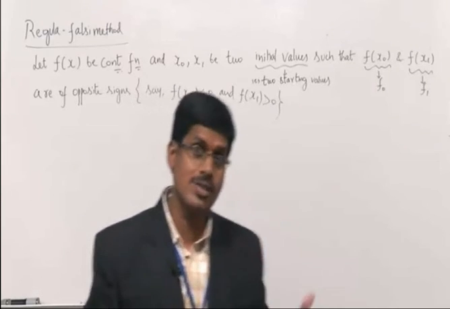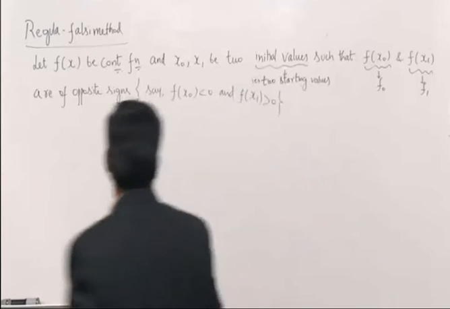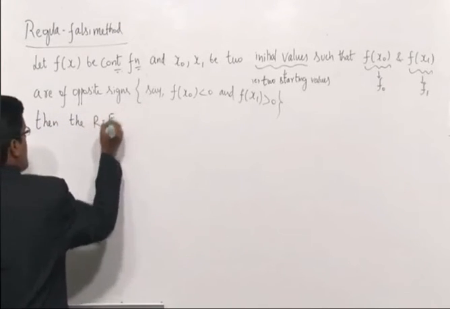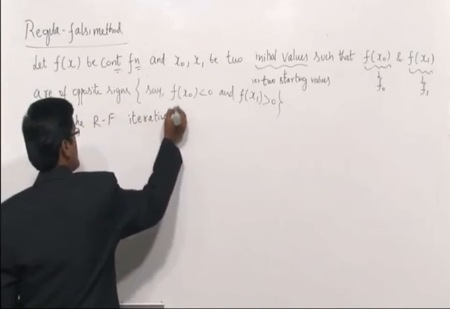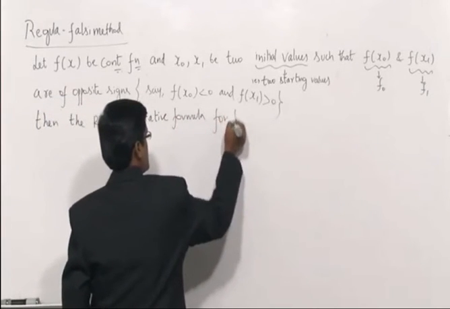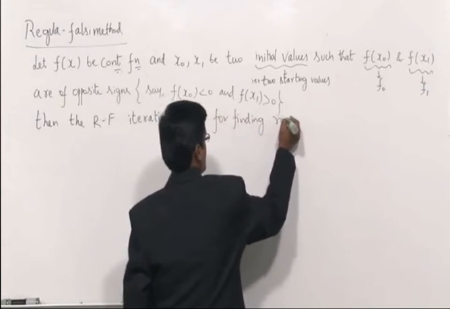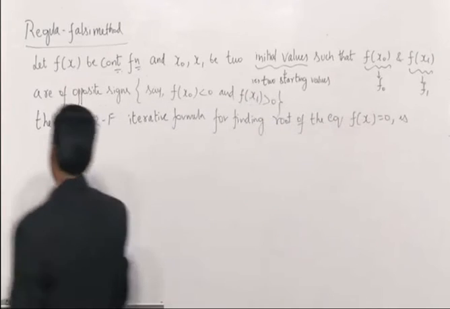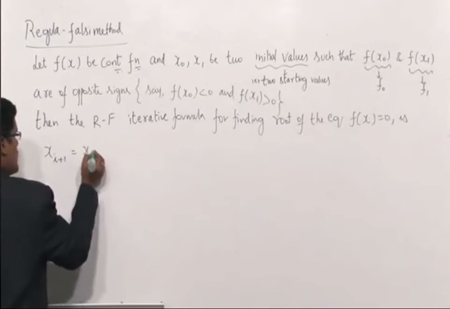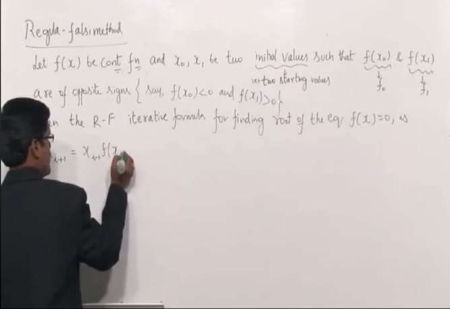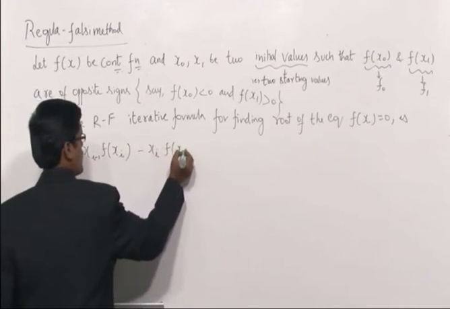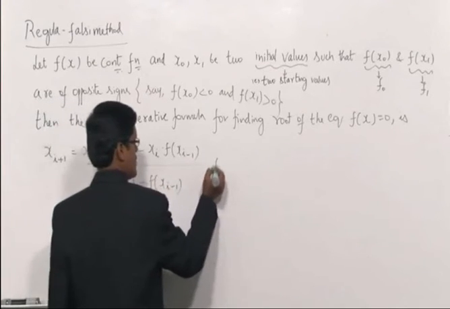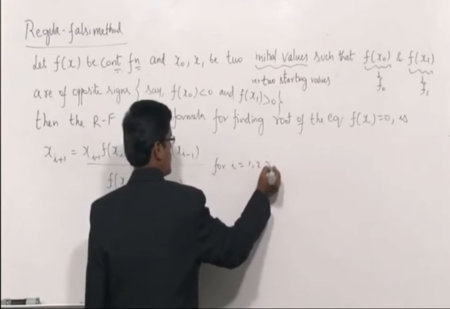But in the regular falsi and secant methods, we have to start with two initial approximations to the root, in such a way that their function values are of opposite signs. Then the regular falsi (RF means regular falsi) iterative formula for finding the root of the equation f(x) = 0 is x_{i+1} = x_i - [(x_i - x_{i-1}) f(x_i)] / [f(x_i) - f(x_{i-1})], for i = 1, 2, 3, and so on.